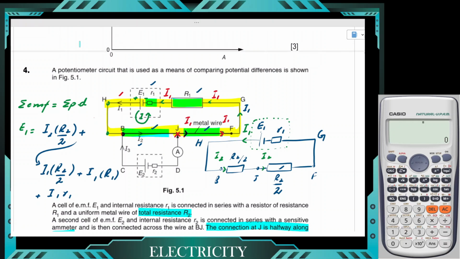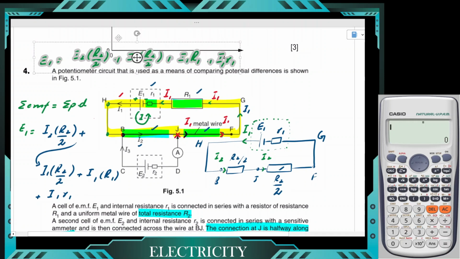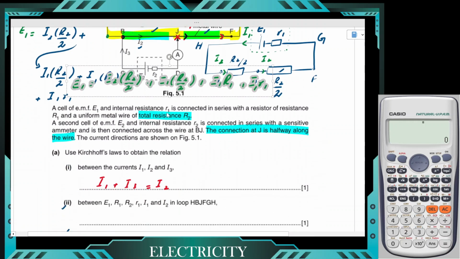So what do we get for the final expression? We get E1 equals I2 R2 over 2 plus I1 R2 over 2 plus I1 R1, the capital, plus I1 R1, the small one. So this is what we get for the first one. I'll just copy paste over there.